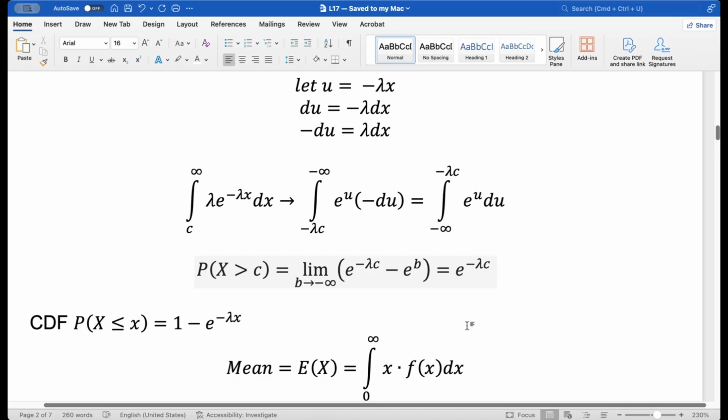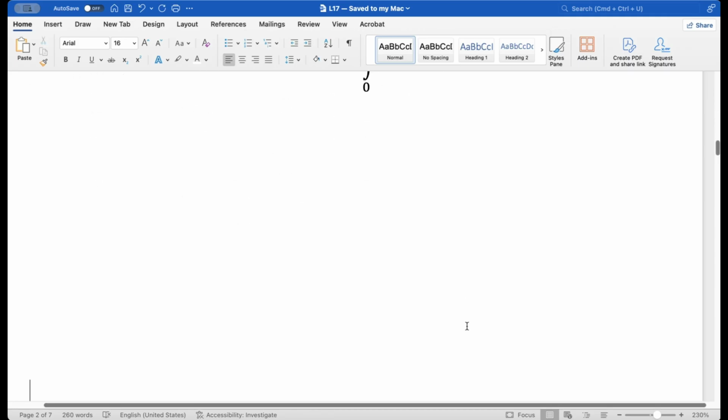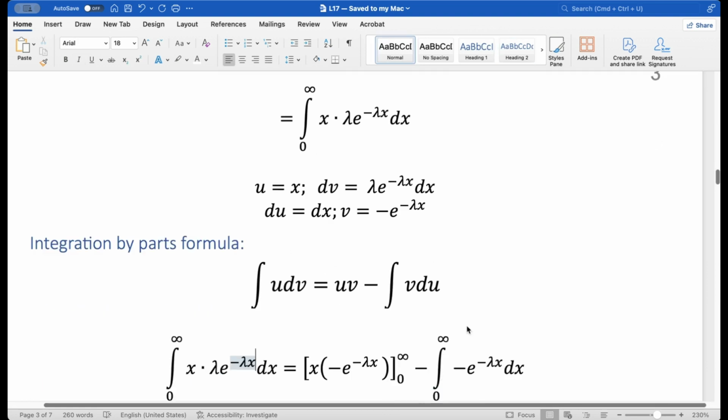All right, the mean or expected value, we're going to show this is 1 over lambda, integrating x times f of x. So this is going to be integration by parts. u is x, du is dx, dv is lambda e to the negative lambda x dx. The integral v is what we just saw. It's negative e to the negative lambda x.